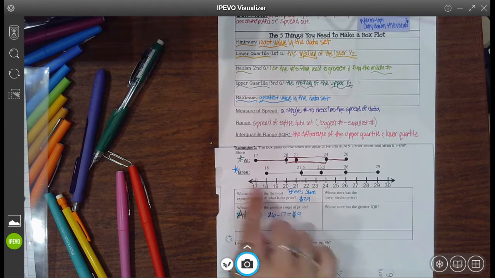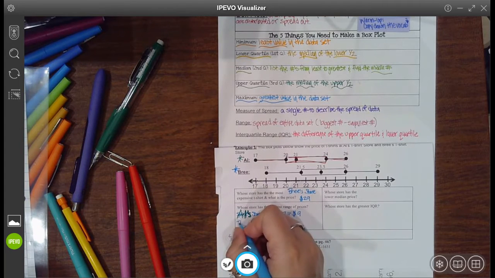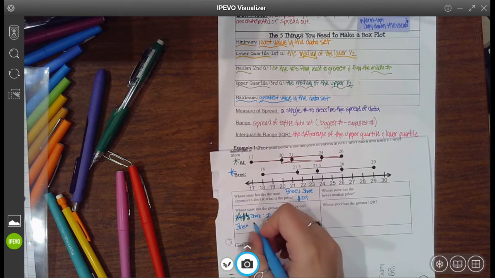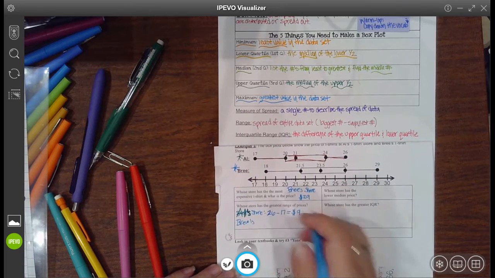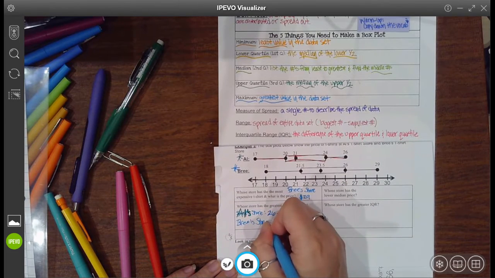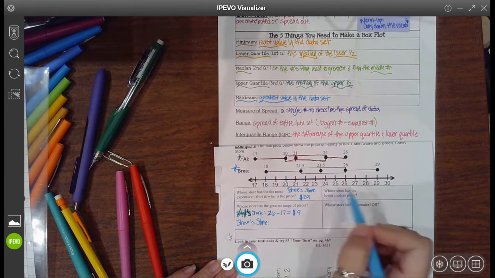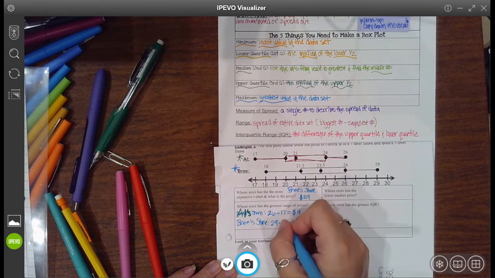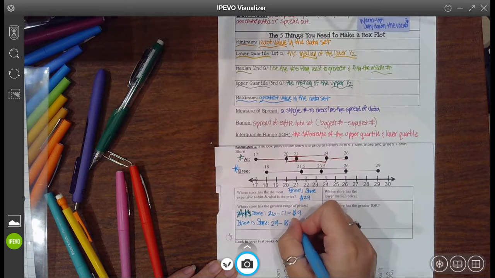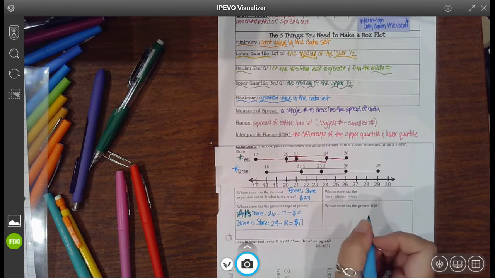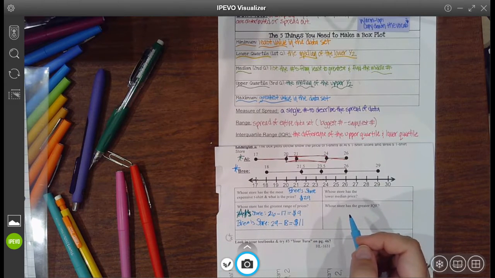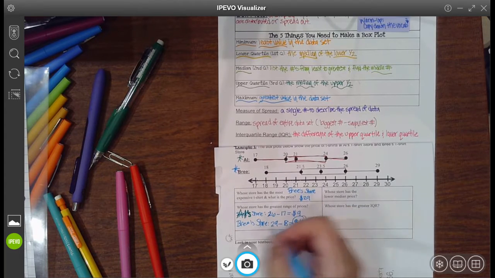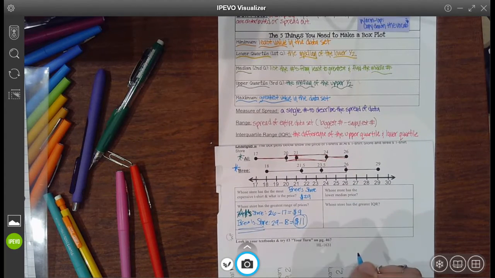Bree's store is this bottom graph. And hers goes all the way from 29 minus the lowest is 18. What's 29 minus 18? That's $11. So who has the greatest range? Bree does. Bree's store at $11.